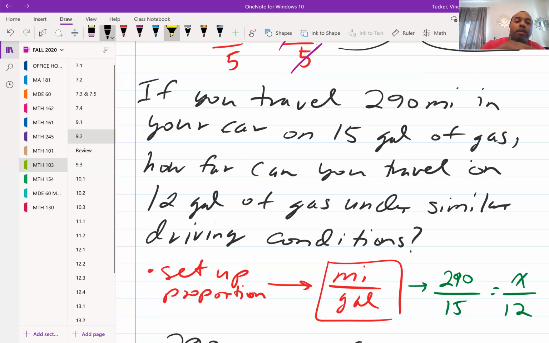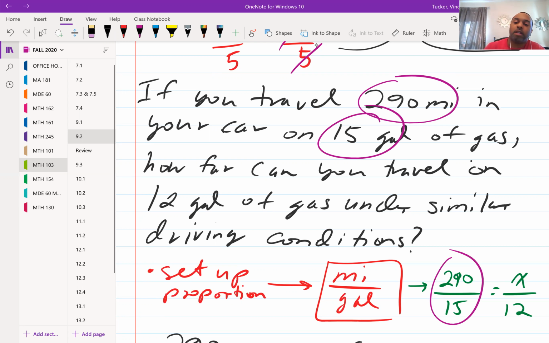So I have my original relationship of 290 miles and 15 gallons, so I put my 290 over 15. Then my other relationship: how far can you travel? In other words, how many miles on 12 gallons of gas? That's why I have X over 12 over here. Like I said, as long as you stay consistent, I decided to do miles across the board and then gallons on the bottom.